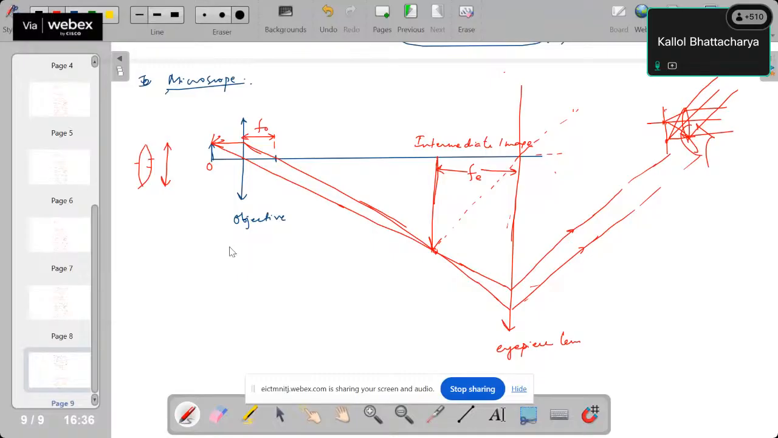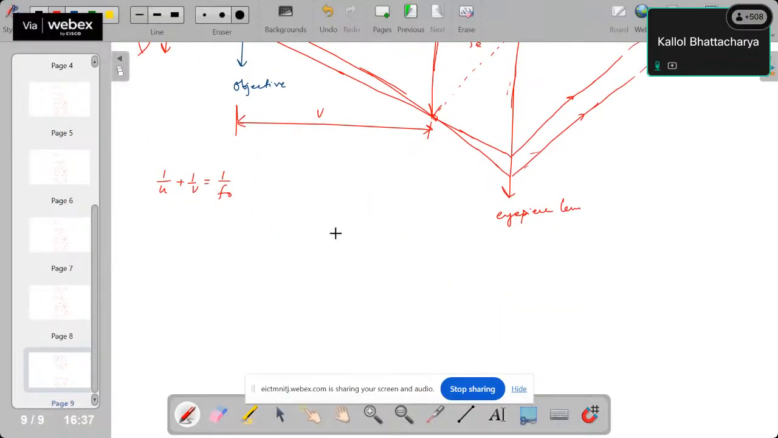But this is only the beginning. Now, let us say the object distance is u and the image distance for the objective is this, only this. The image distance is v. Then for the objective lens with a focal length of f naught, we can write 1 by u plus 1 by v is equal to 1 by f naught. A simple lens equation.